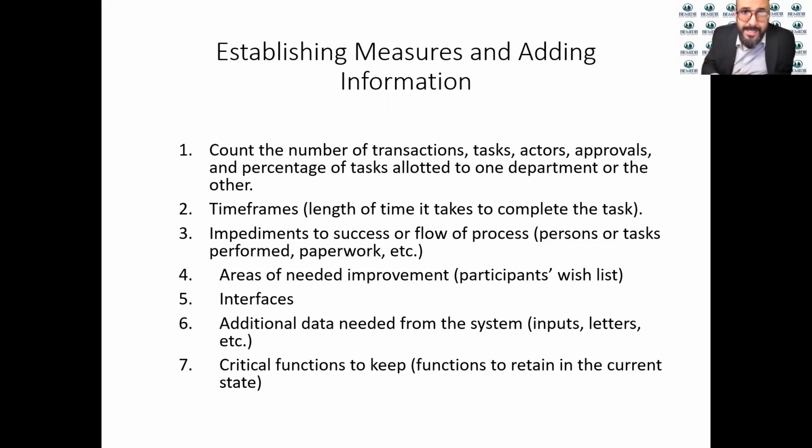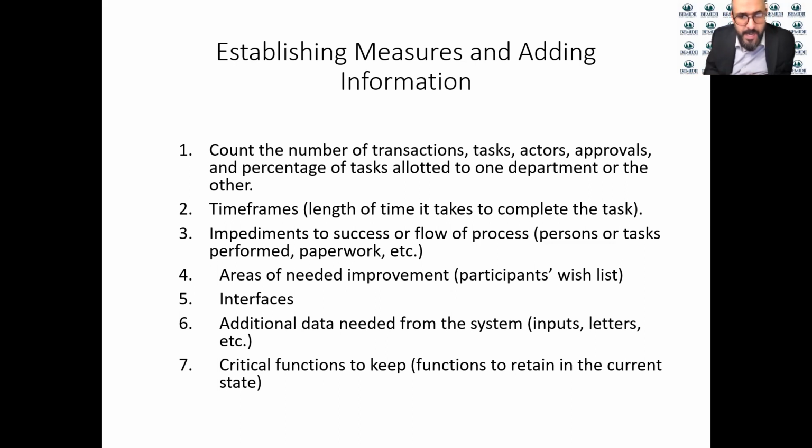You go back and study the process. So establishing measures is important. You want to count the number of transactions, task actors, approvals, and the percentage of tasks allotted to one department or the other. So this is one of the things that you could do: the number of transactions, number of approvals needed, and percentage of tasks in each process.